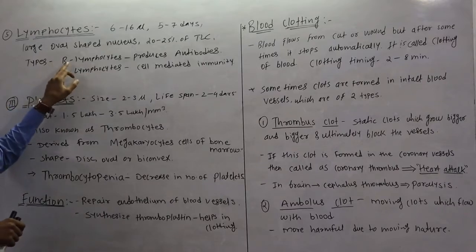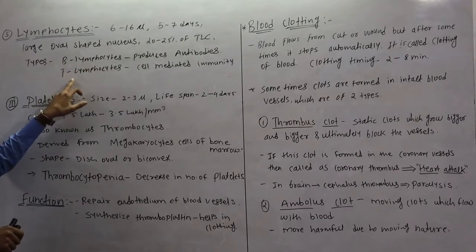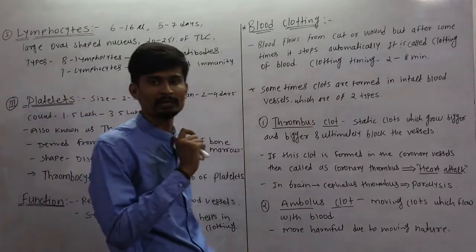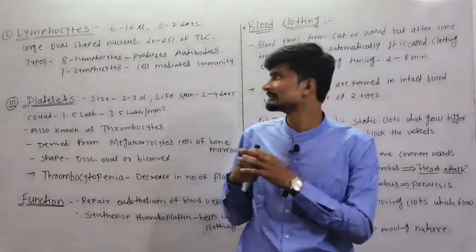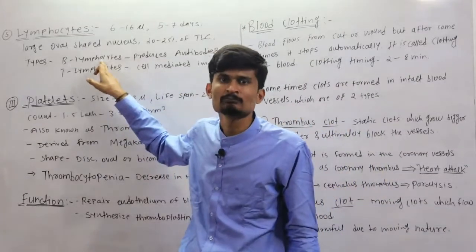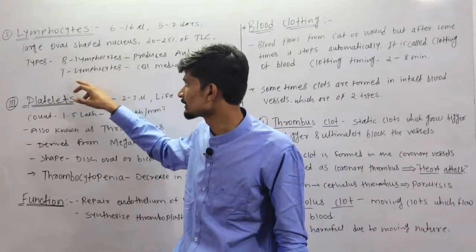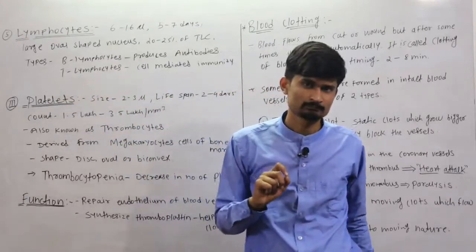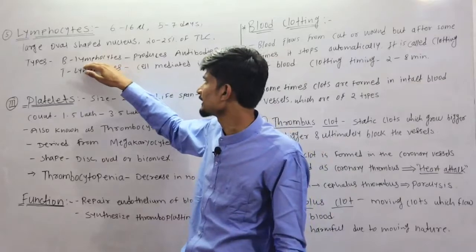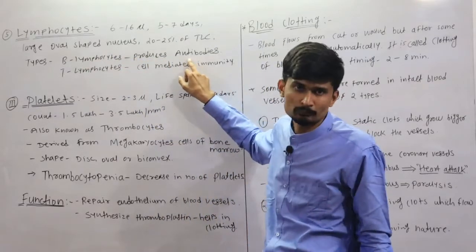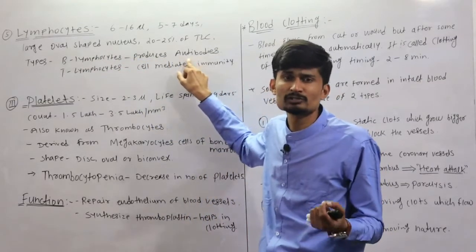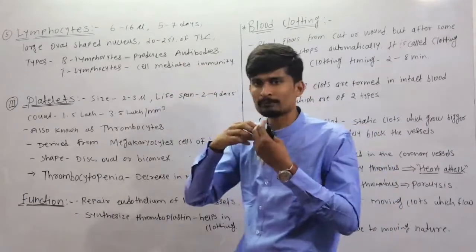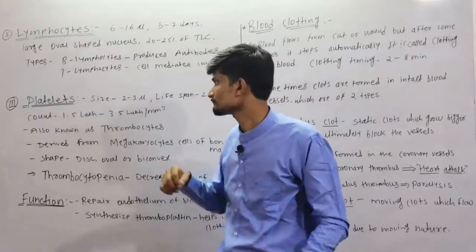Now the names B lymphocyte and T lymphocyte are derived from where the lymphocytes mature. The lymphocytes which mature in the bone marrow are called B lymphocytes, and the lymphocytes which mature in the thymus gland are called T lymphocytes. So the B lymphocyte produces the antibodies, and this antibody provides the immunity which is called humoral immunity, because these antibodies are circulating in the blood.